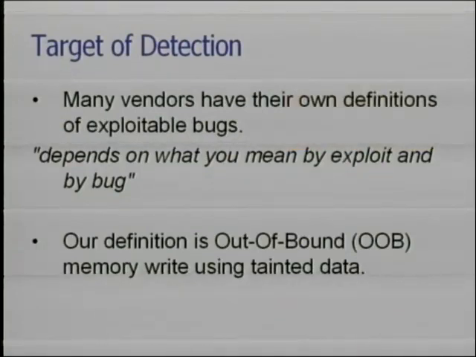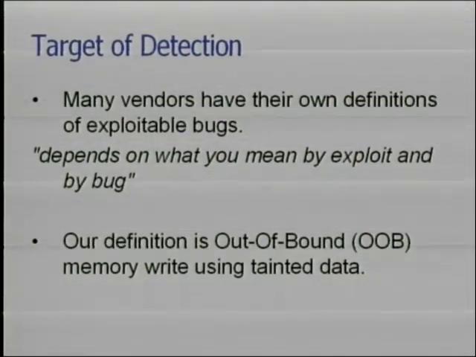So, targets of detection. A lot of vendors have their own definition of what an exploitable bug actually is. If you talk to a vendor, sometimes they'll say it depends what you mean by exploit, depends what you mean by bug, because they're trying to up their numbers and say that they catch this or that. All we're looking for, our definition right now, is an out-of-bounds memory write using user-supplied data, tainted data.